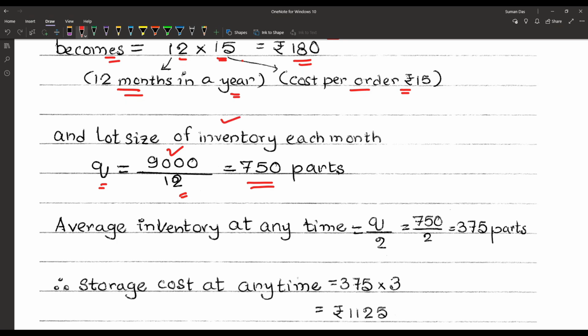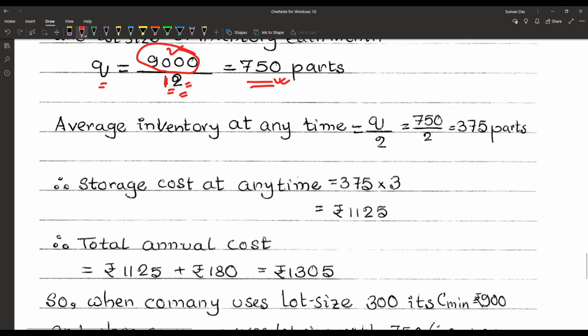That is the lot size of inventory each month, because 9000 is the annual requirement, and there are 12 months in the year, so the lot size is 750 parts. So the average inventory at any time is half, that is Q by 2, or 750 by 2, or 375 parts. So what is the storage cost at any time? That is 375 parts into rupees 3, that is rupees 1125.